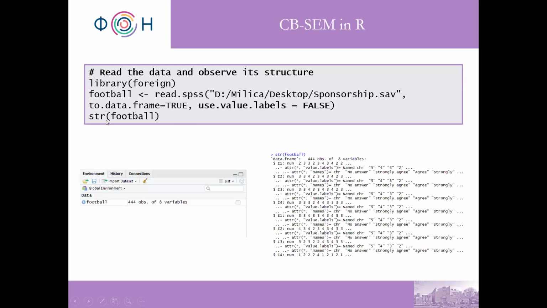Using the function str, we can just see the structure of our data. As we can see, our data is measured on a 5-point Likert scale. We can see that in our data set, we have 444 observations, so that is the number of our respondents, and we have 8 variables in our data set.